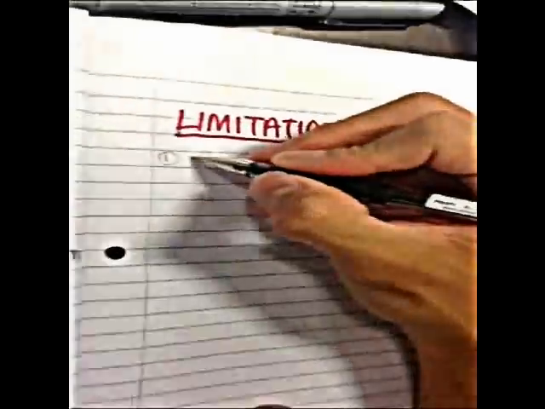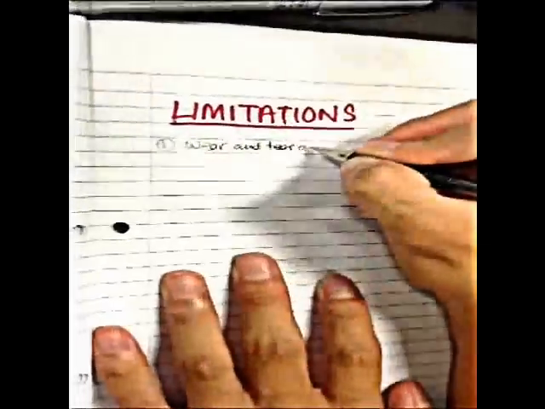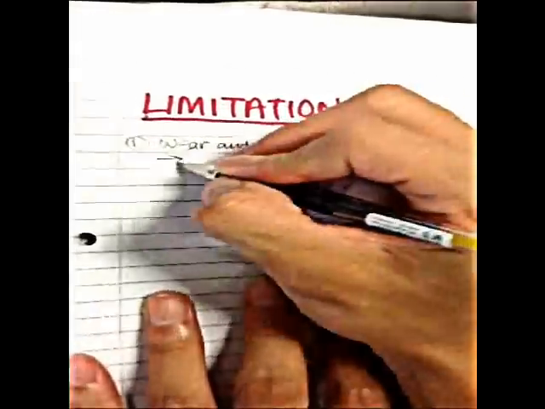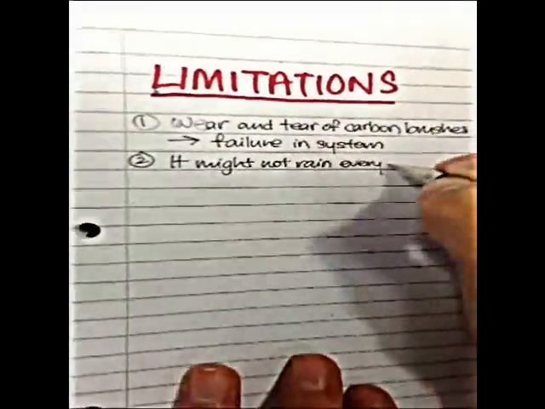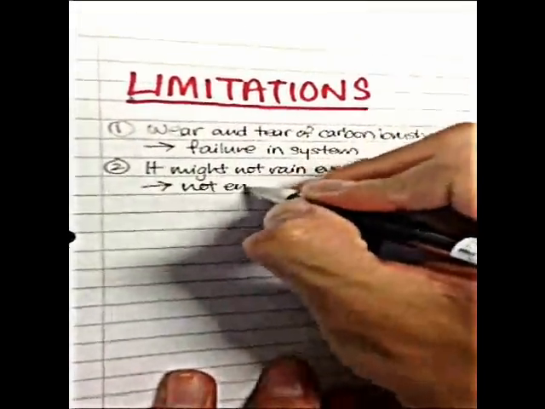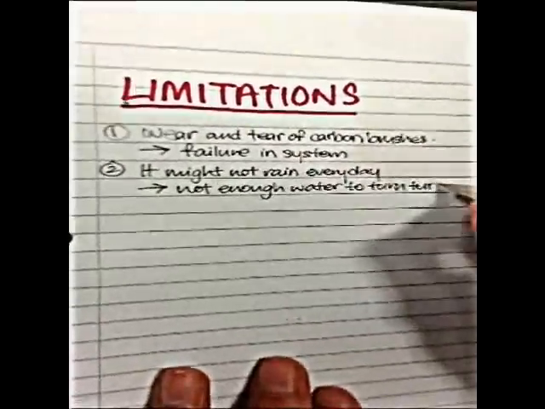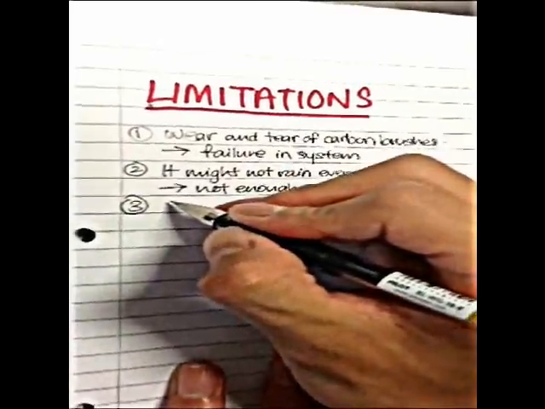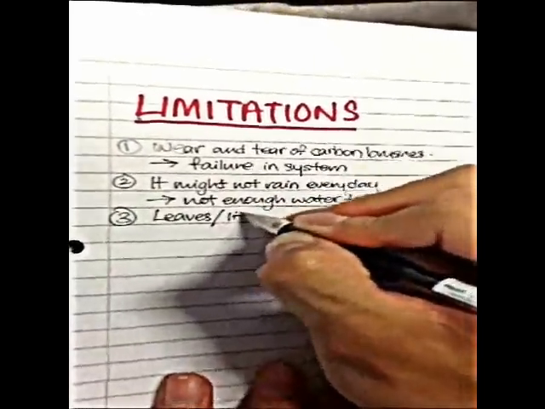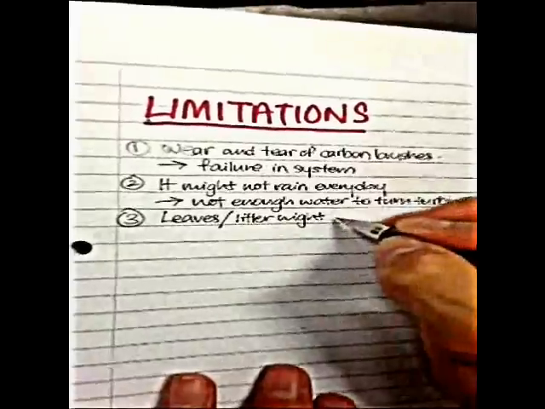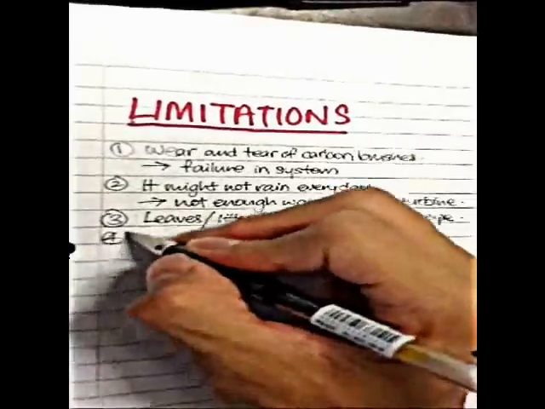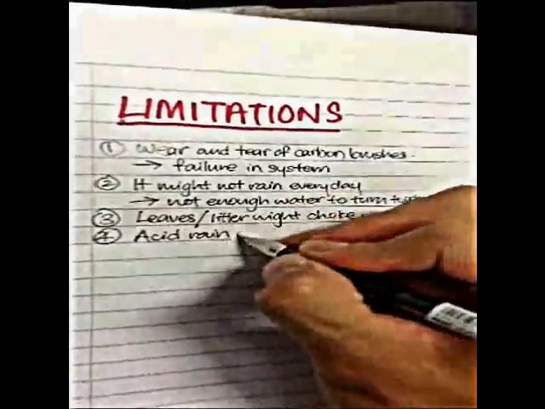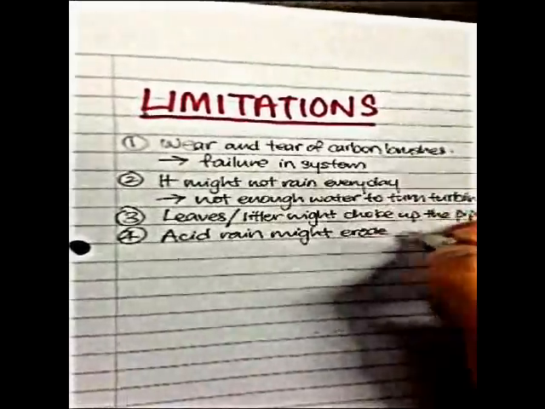Of course, there are certain limitations or drawbacks in our project. The carbon brushes will wear and tear over time, thus requiring regular replacement. Also, the project requires rainwater for it to function. Therefore, on days that it does not rain, the system might not have enough water to function. Leaves and litter might clog up the system, causing higher resistance as the water flows down the pipe, resulting in lower EMF induced. In addition, there is the risk of acid rain which will corrode the pipes, resulting in high maintenance.